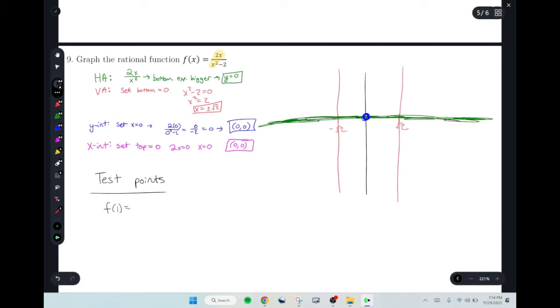What's f of 1? 2 times 1 over 1 squared minus 2 equals 2 over negative 1, which equals negative 2. Right? Or did I mess up? Anybody checking that? Okay, so we've got (1, -2). Plot it. I think I know what's going to happen there. Let's try negative 1 real quick, though, just to be safe. f of negative 1 equals 2 times negative 1 over negative 1 squared minus 2, which is negative 2 over negative 1, equals 2. So (-1, 2). Look at that. That looks like a shape we always draw.